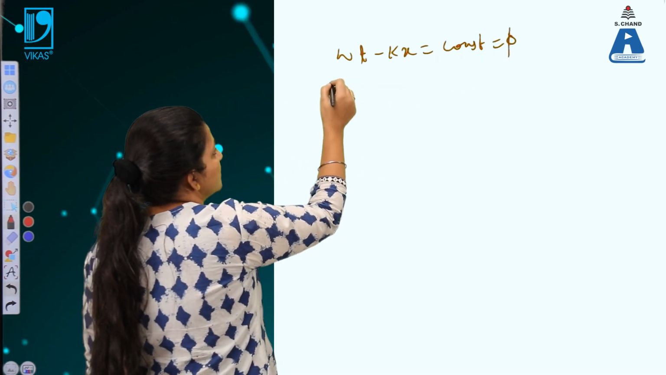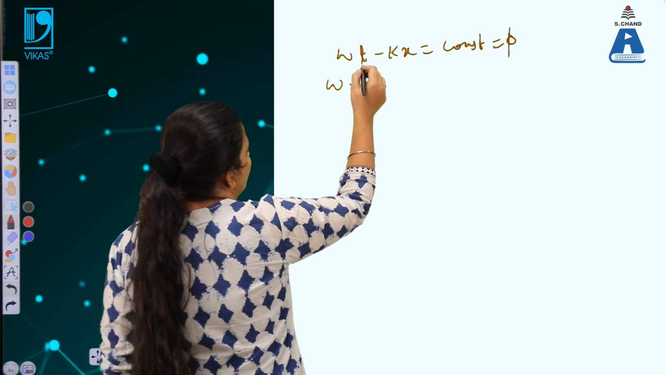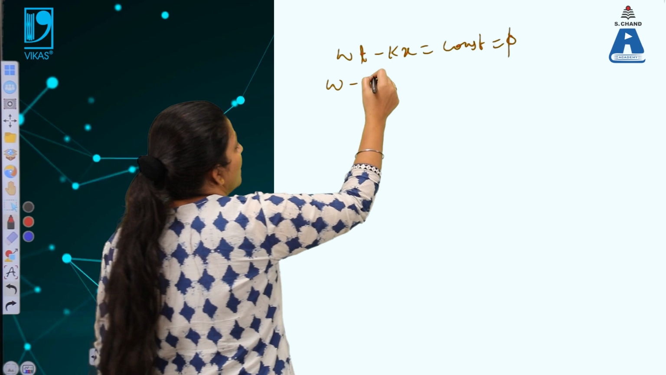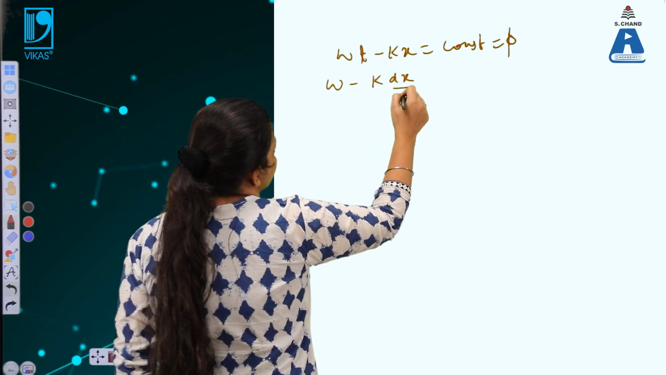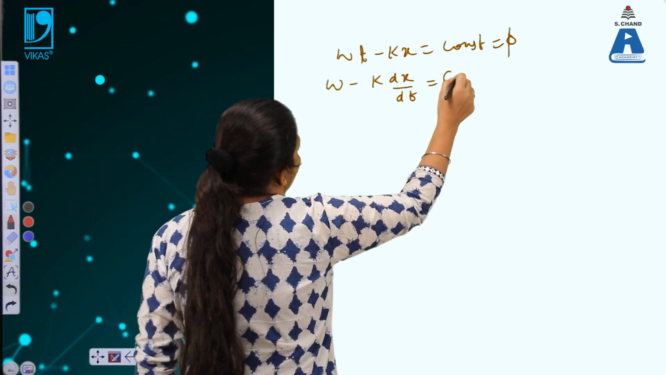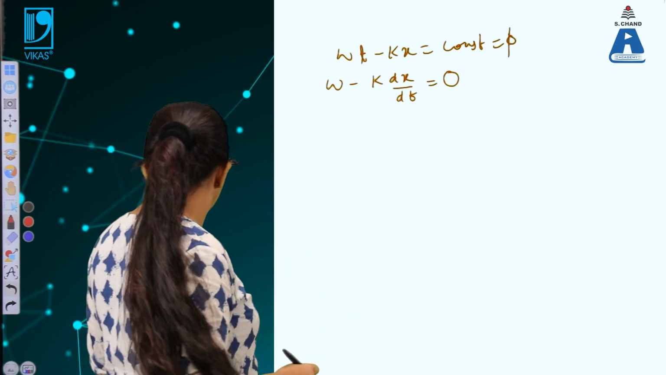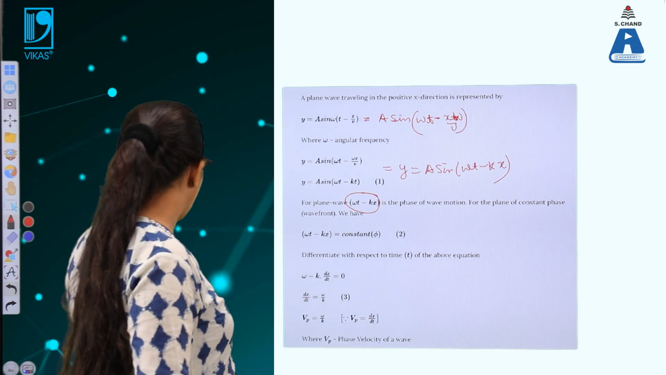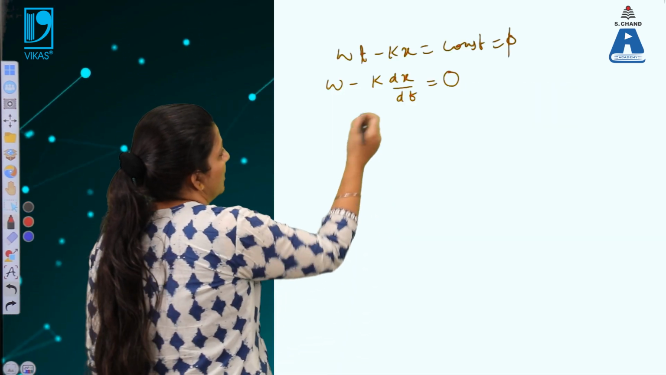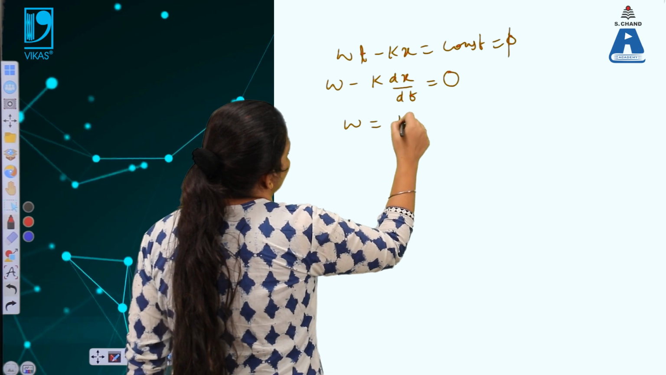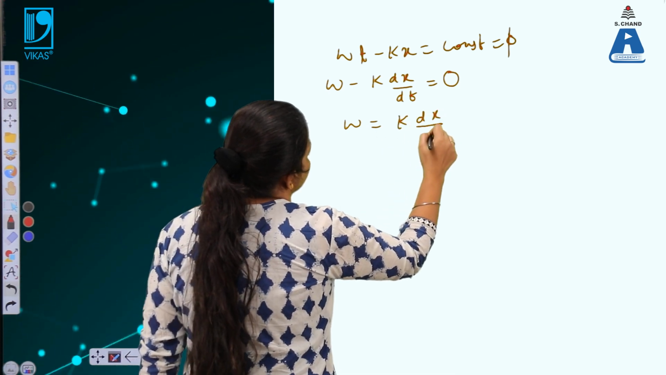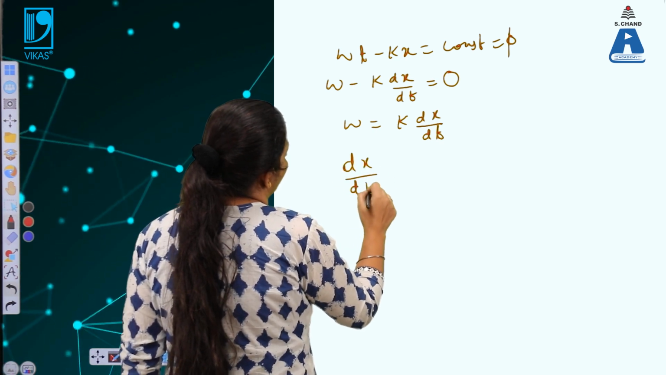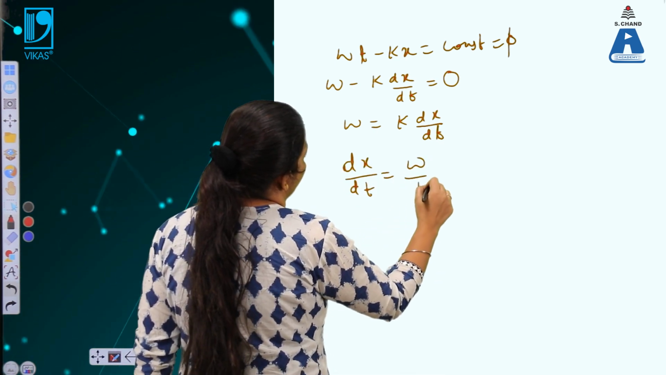Now differentiate this with respect to time t. The derivative of omega t with respect to time is omega, so we get omega minus k dx by dt, which equals 0. This is the first order derivative. So omega equals k dx by dt, and therefore dx by dt equals omega by k.